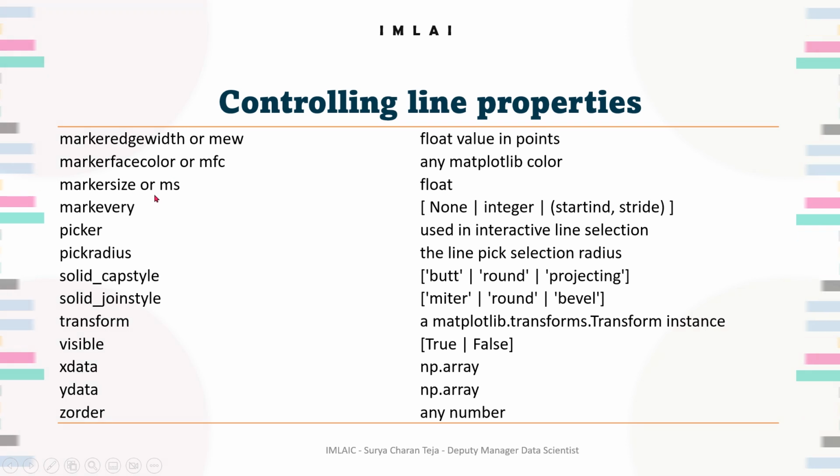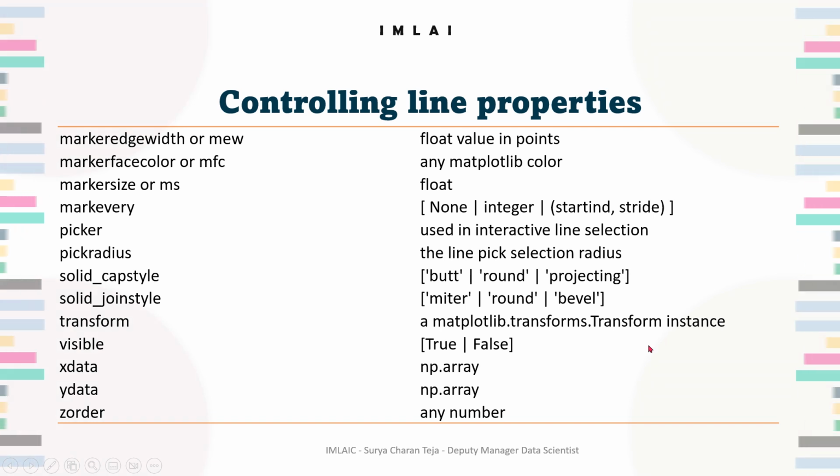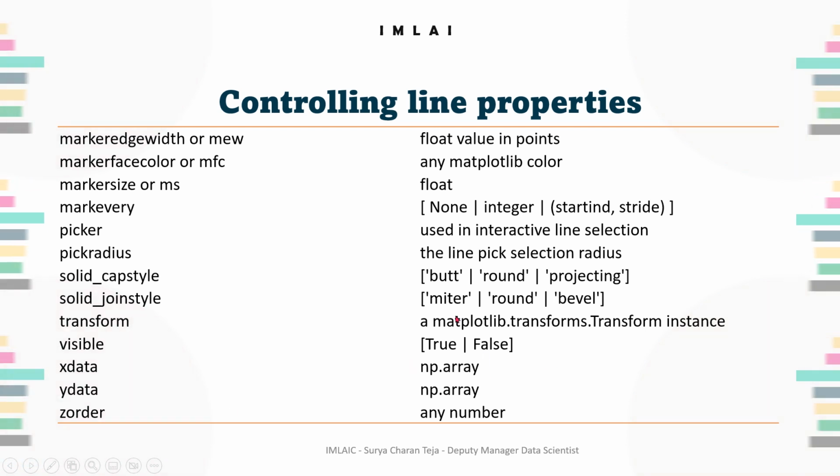We have marker size or ms, that's a float one. And then picker, used in the interactive line section. Pick radius. Then solid cap style, either you can go for butt, round, or projecting. Then transform instance, visual, and then visible. After visible we have x data and y data, these are all arrays. And then zorder. So these are all different controlling line properties, you can use any of them to customize the property the way you want.